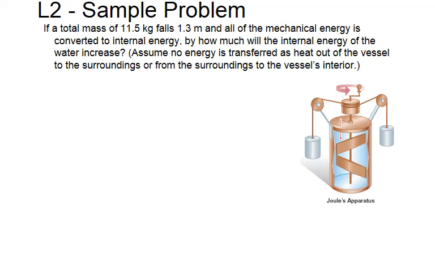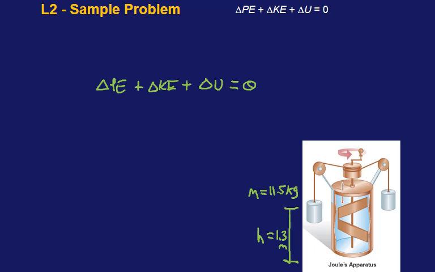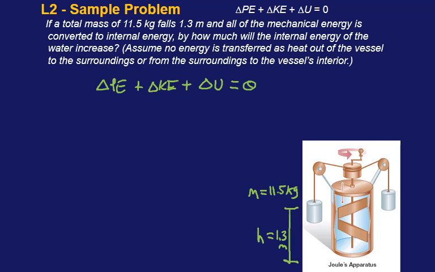Let's say we have this Joule apparatus where we have the mass hanging from both sides, and then they're going to be falling, spinning the paddles. Something that we want to consider with this is that the mechanical energy that we have, this potential energy, is going to turn into internal energy. It's going to spin those paddles. So when we consider that, in this one here, we have the mass of 11.5 kilograms. We have a height of 1.3 meters for these. We figure out how much energy is transferred to internal energy.